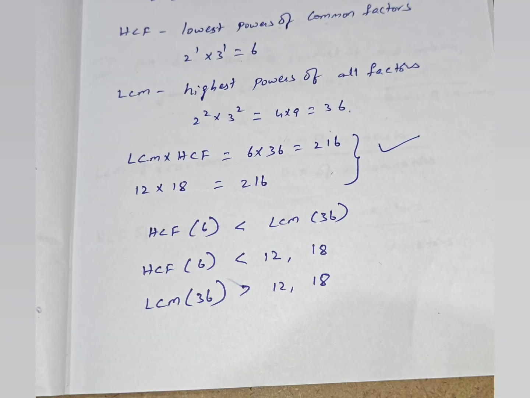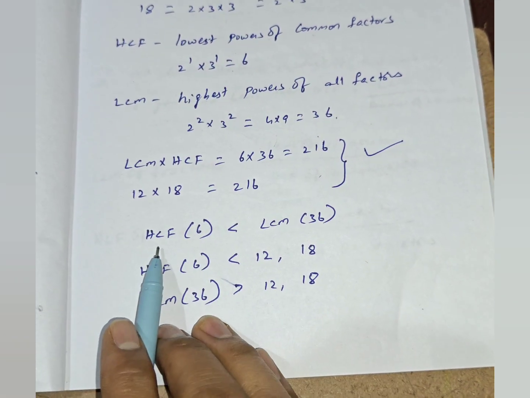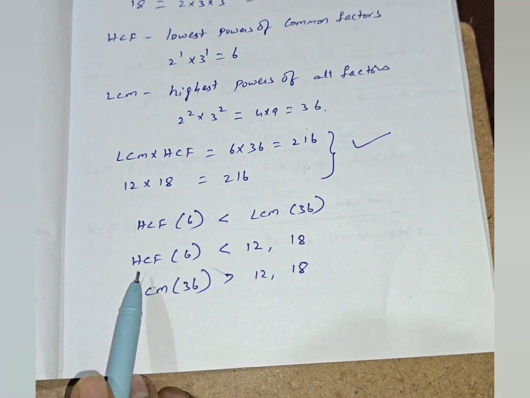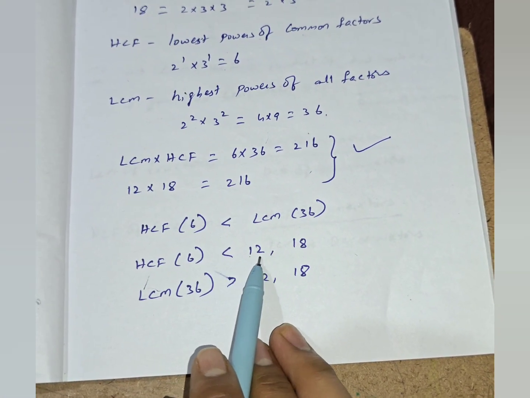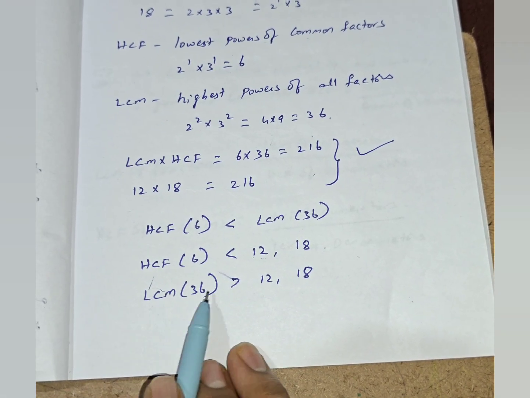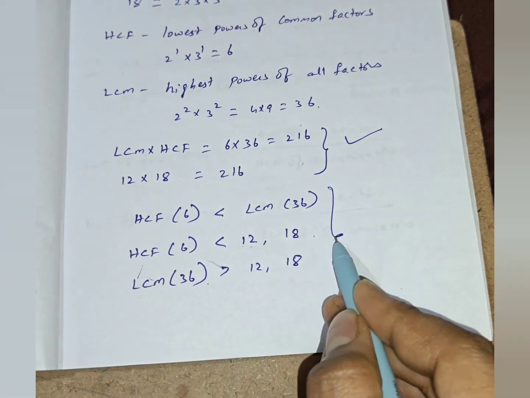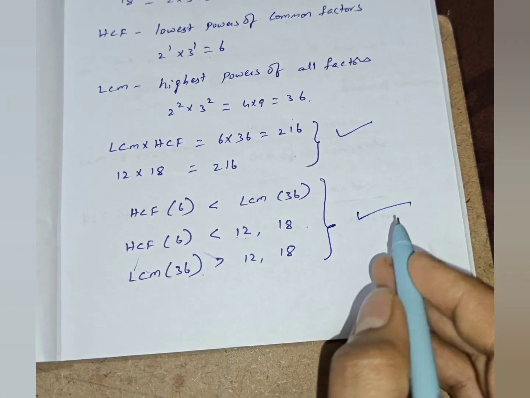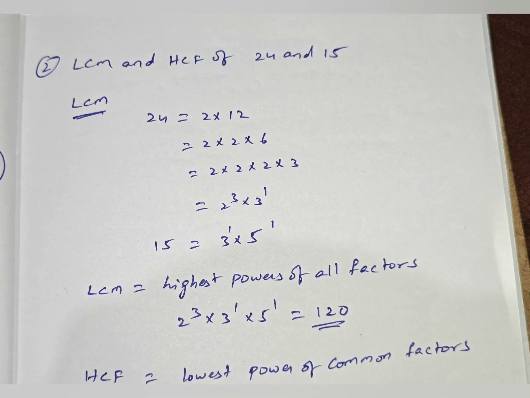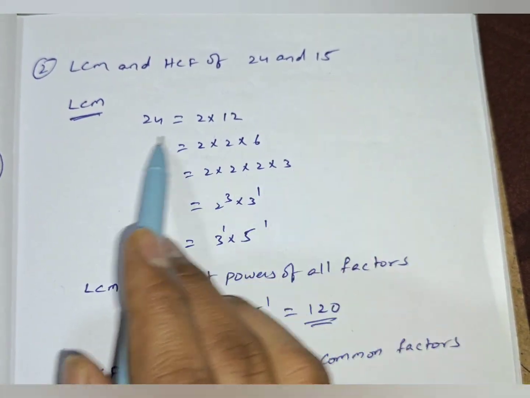And there are some other statements which we discussed earlier: HCF is always less than LCM, HCF is always less than or equal to the least number of the set, and LCM is always greater than or equal to the highest number in the set. So all these three are true in this case. Now let us try to solve one more example. Find the LCM and HCF of 24 and 15.